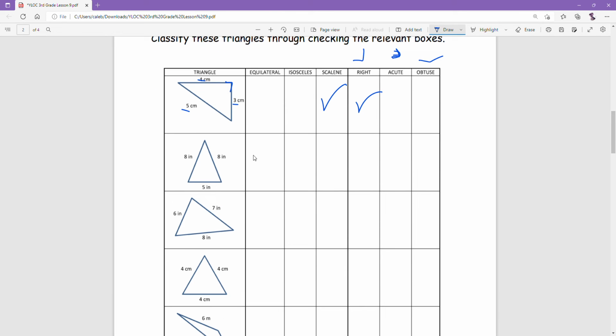So for the second triangle, we have 8, 8, and 5 as the lengths, and since it has two 8s, which are the same, it's an isosceles triangle. And all the angles are less than 90, so it's going to be an acute triangle. Now for the next triangle, we have 6, 7, and 8. All the side lengths are different, so it's scalene. And none of the angles are greater than 90, so it'll also be an acute triangle.